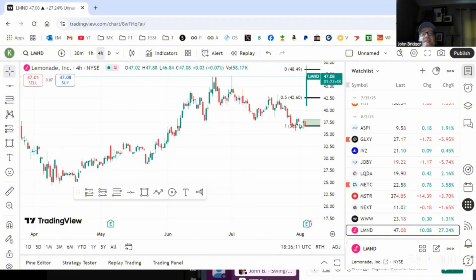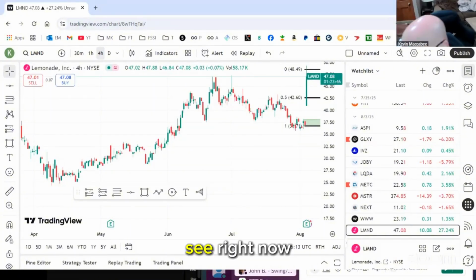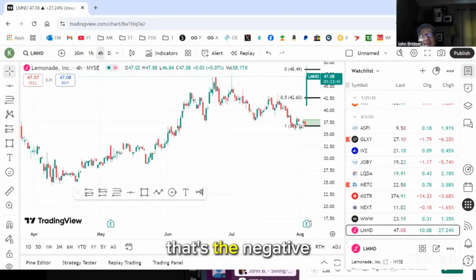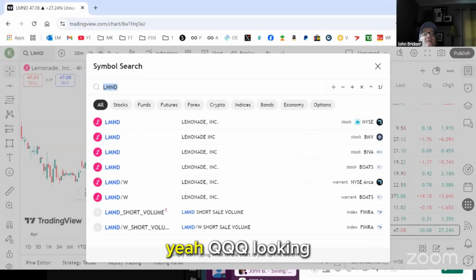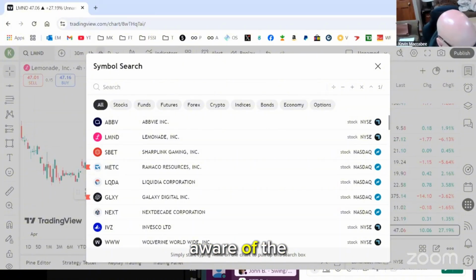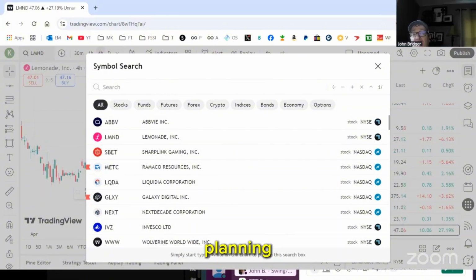See how that's why I love these 4 hours. See right now, the second half it's dumping off the first. So that's the negative sign right there. Let me look at IWM, which is your small companies. IWM is not much better. Yeah, QQQ is looking really negative right now. I mean, it's dumping. So that's why when you're doing swings, just be aware of the market environment, particularly if you're playing it to the long side. So like right now, I'll be in a wait and see mode on taking any long.